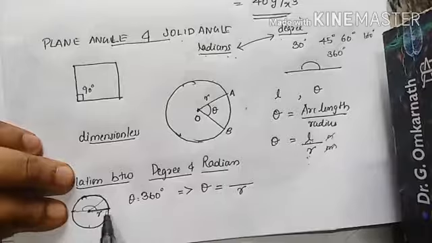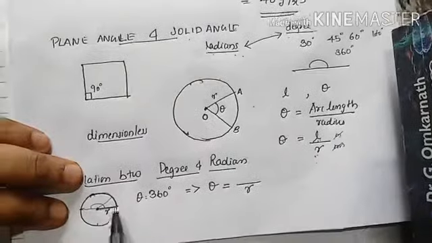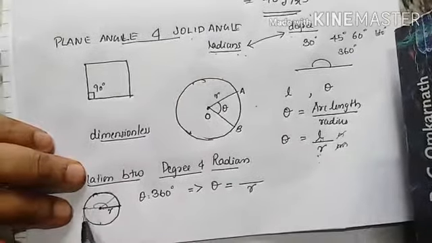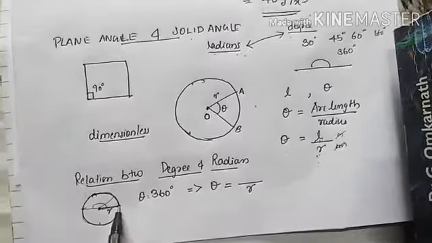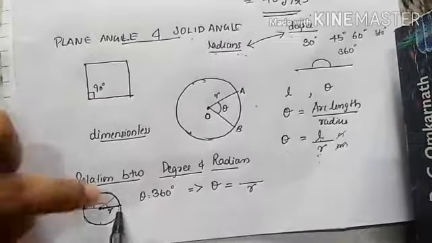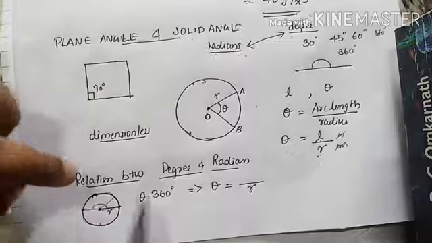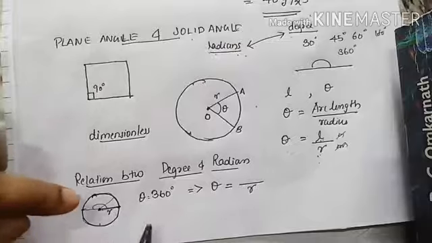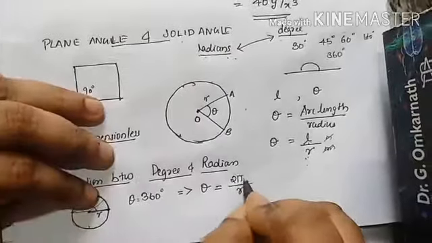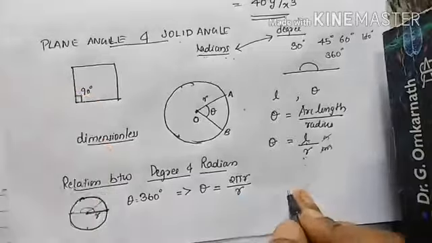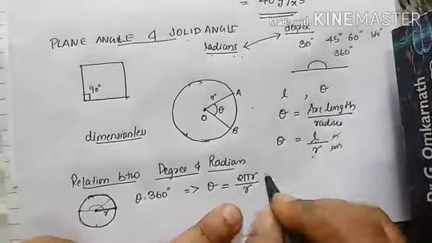Now when a circle is swiped fully from this position to this position and reaches the full position, how much arc length has it completely covered? It has completed one circle. That means it has completed one circumference. So the arc length will be 2 pi r.